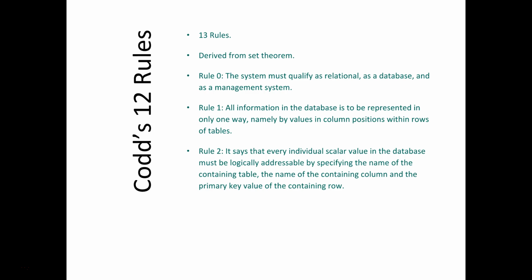Rule 2 says that every individual scalar value in the database must be logically addressable by specifying the name of the containing table, the name of the containing column, and the primary key of the containing row. The bottom line of this rule is that I should be able to pick any value in any column and any row from a table. The way we specify it should follow this convention, where I specify the table name, the column name, and the row that I filter or select using the primary key.